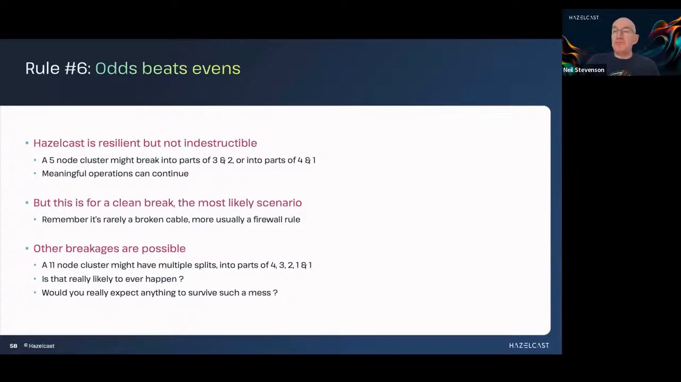So think of it this way, Hazelcast is designed to take a hit, but it's not indestructible. So that 3 and 2, 4 and 1 split, if there are meaningful operations, you can keep going. And that's for that firewall rule thing, which is the most common. But there's other ways that could split, and you could split all sorts of different ways, 4, 3, 1, 1, and 1. And is that likely? How indestructible do you want it to be? It's back to the data center fire. You have to accept that that could happen and just totally trash everything, and that's why you need another data center.